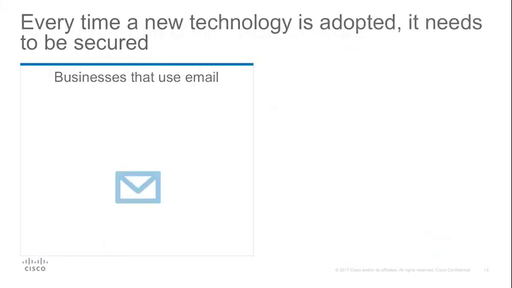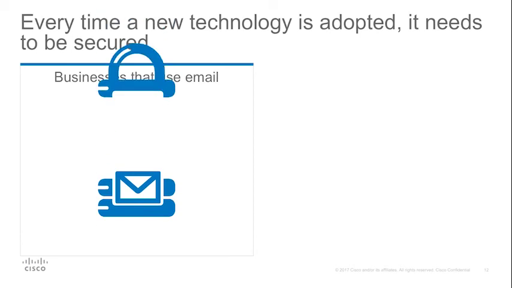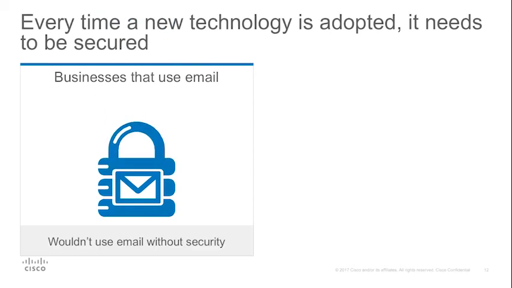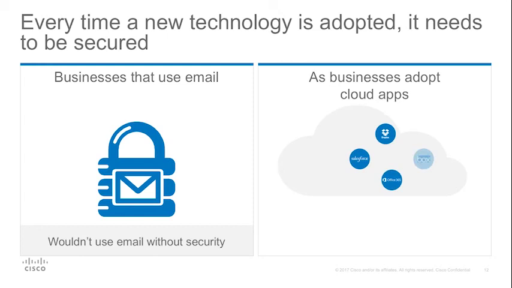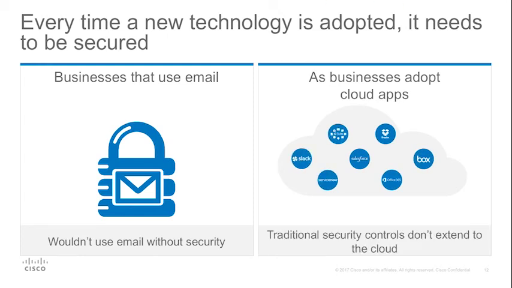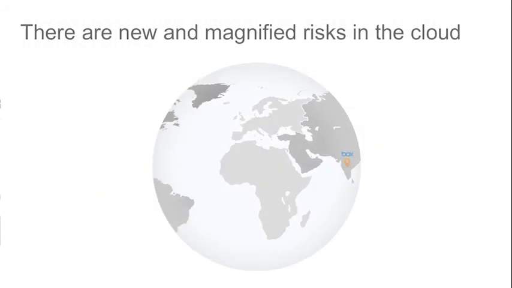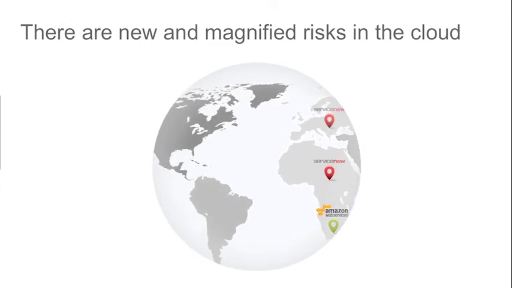Every time an organization adopts a new technology, it has to adapt security measures to account for it. When businesses started using email as a collaboration tool, they realized that data was leaking out of the company, requiring new security measures. In this new age of cloud applications, sharing large amounts of data can happen instantly and accidentally without anybody realizing it happened. As businesses adopt cloud applications, security needs to be a priority. There are new and magnified risks in the cloud.